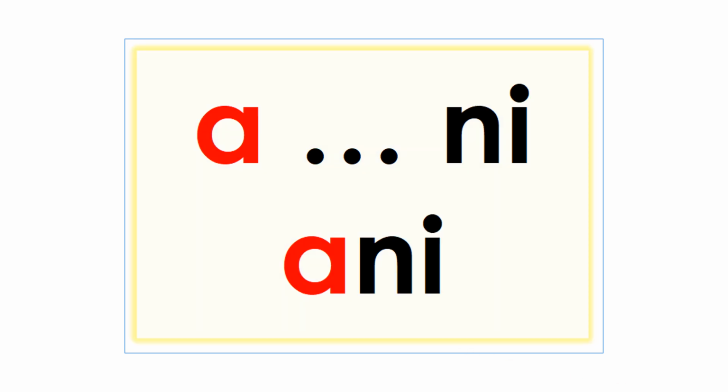Here we have A. And here the two letters make Ni. Put them together, we have A, Ni. Ani, someone's name.